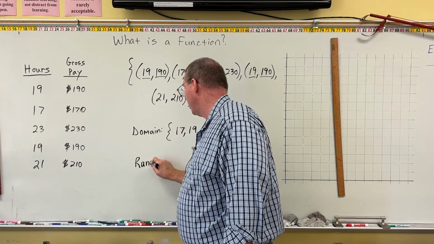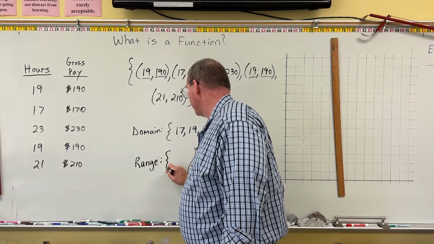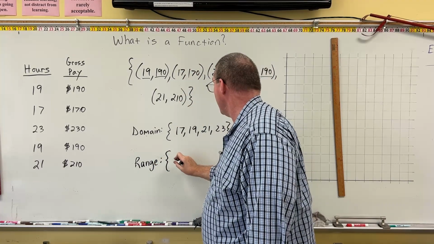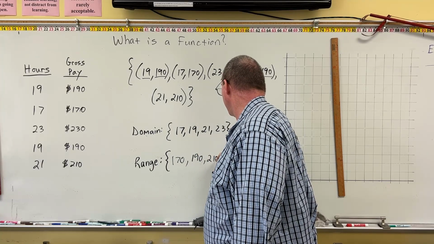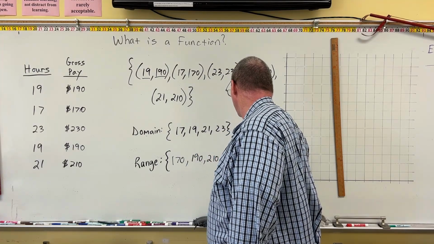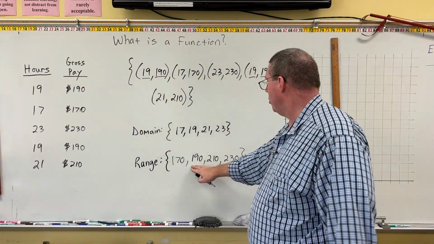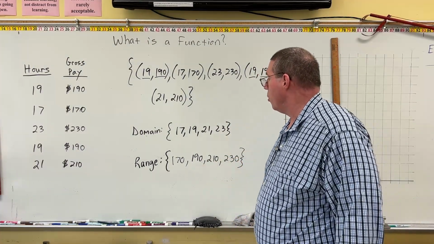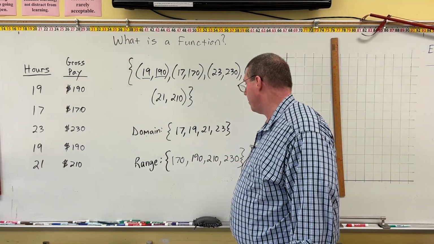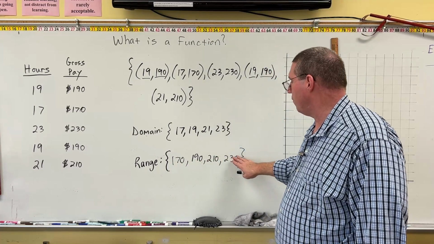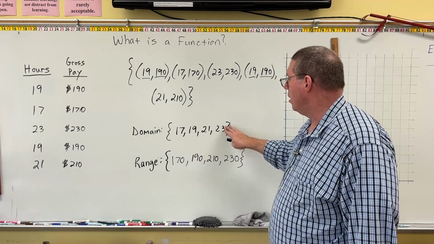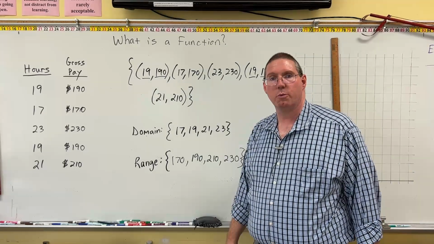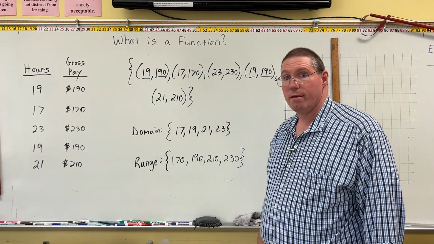But the range is going to be 170, 190, 210, and 230. And note, we're not going to put 190 in twice because we only have to record it one time. And so this is the collection of all the gross pay, and this is the collection of all the hours worked in each of the weeks. Okay? And this one is a function.